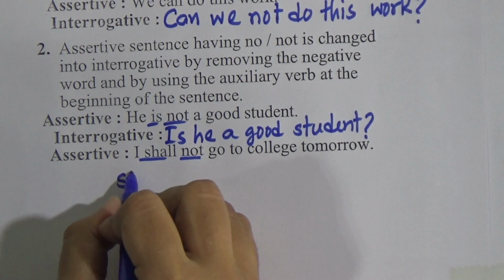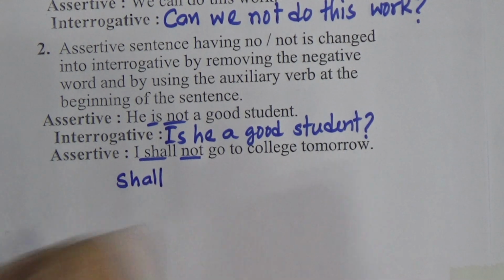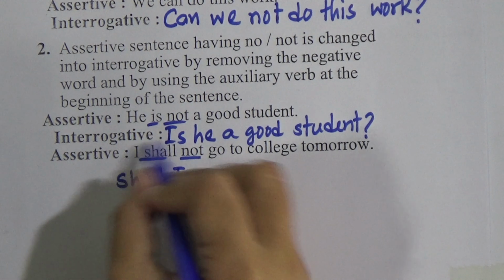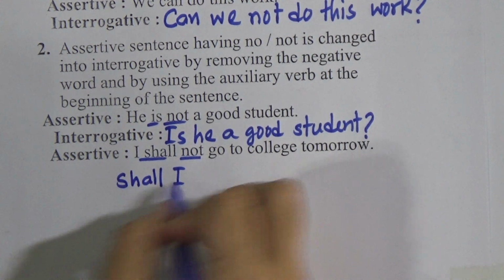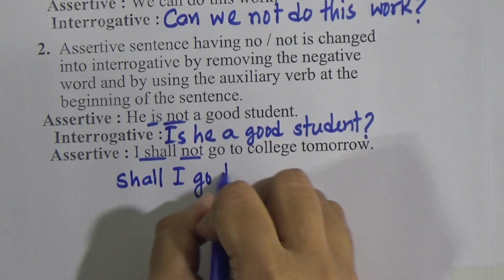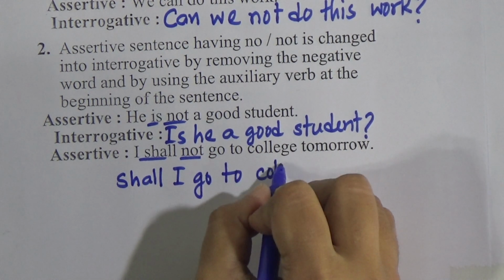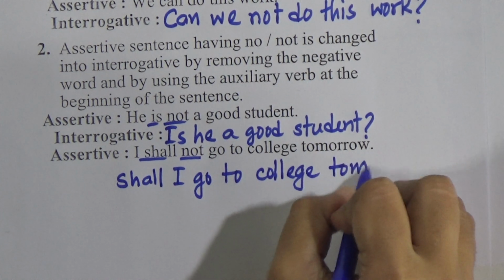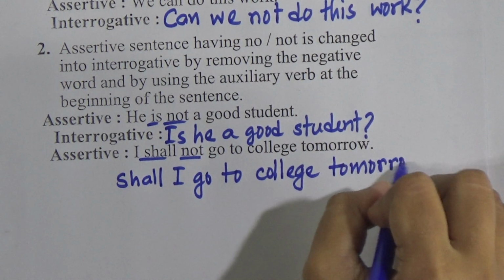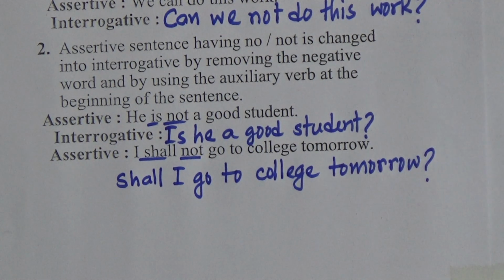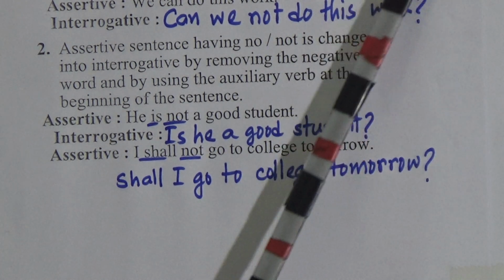at first we will start our sentence with the auxiliary verb shall, then our subject I, and now the rest of the sentence. Shall I go to college tomorrow? And the question mark.